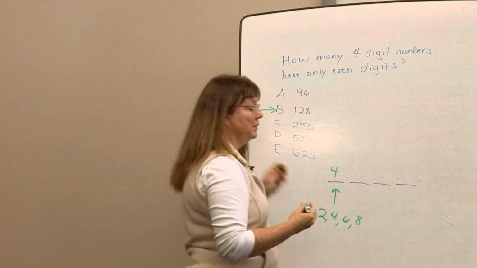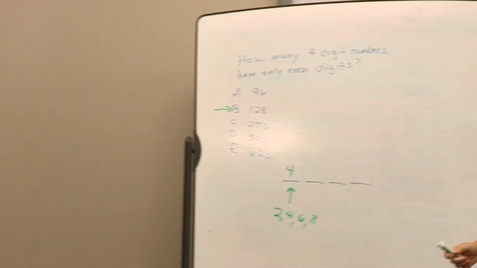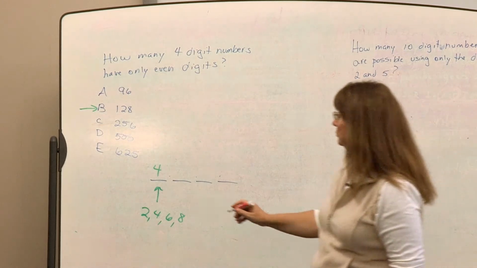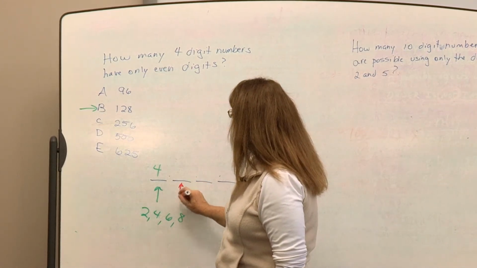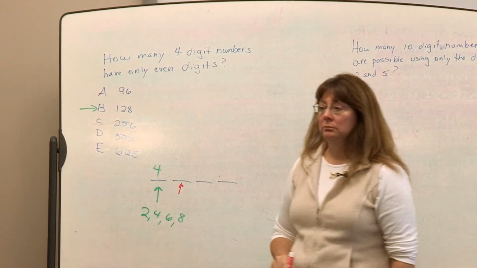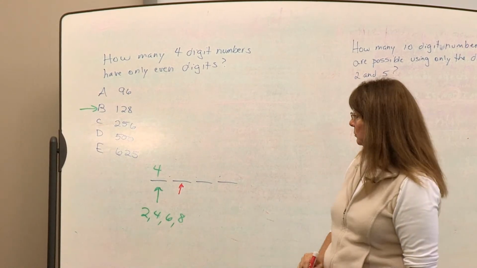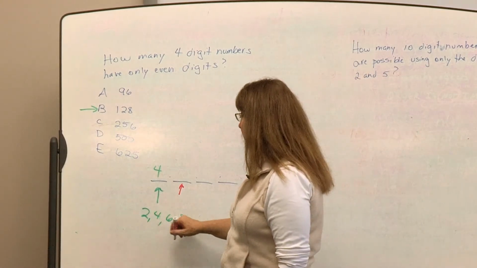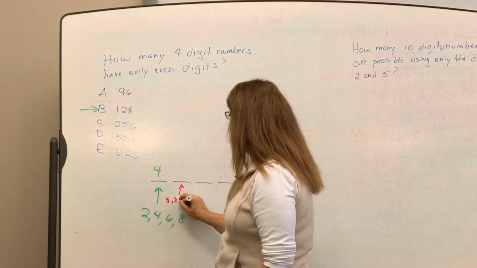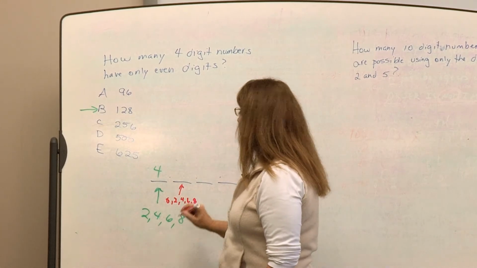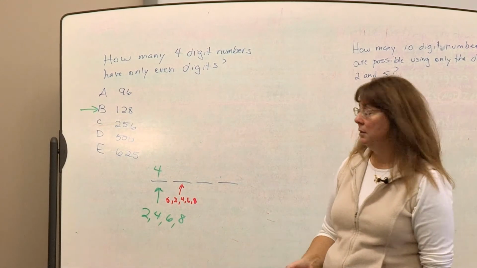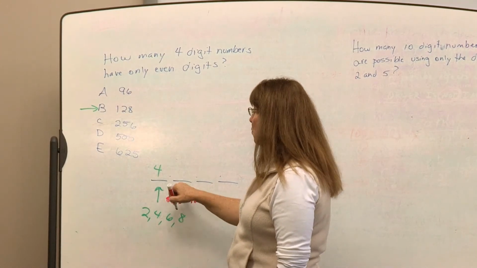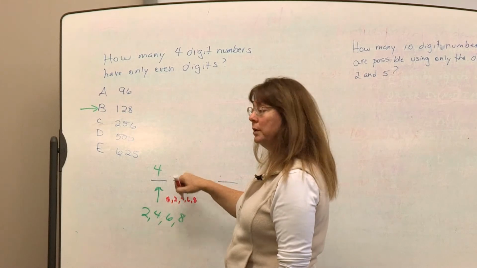Now, what are your possibilities for the second number? Are they the same? What are your options that might go in here? They have to be even. My even digits, 2, 4, 6, and 8. But you also could put in 0. 0 is something that would be considered even. So my options for this would be 0, 2, 4, 6, and 8. Any one of these numbers might be my second choice.